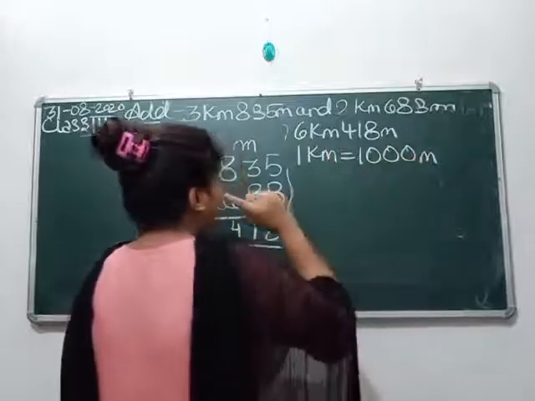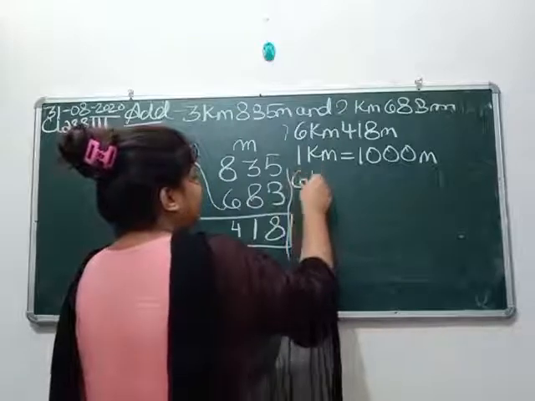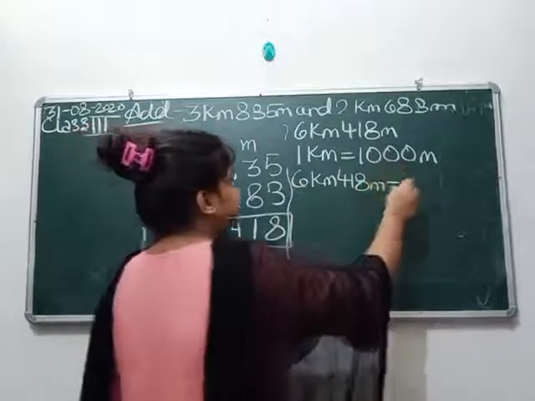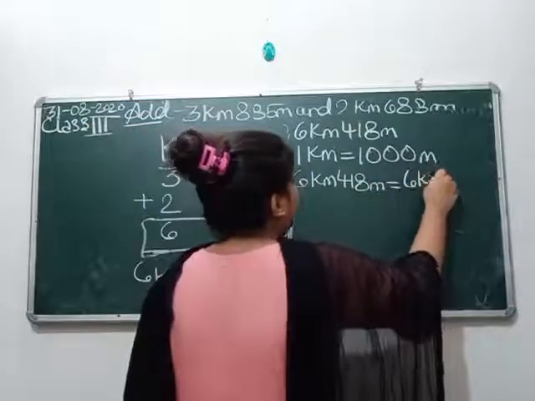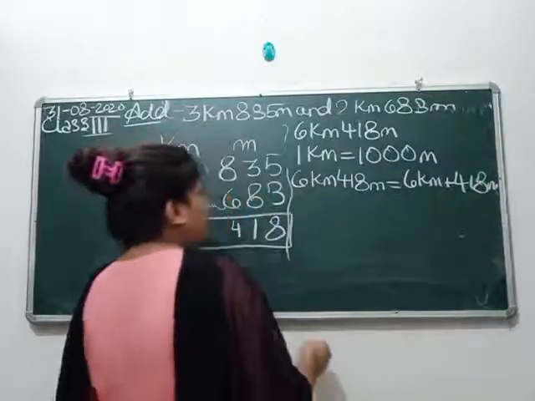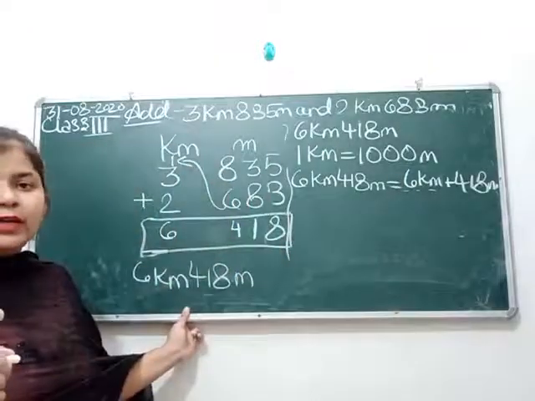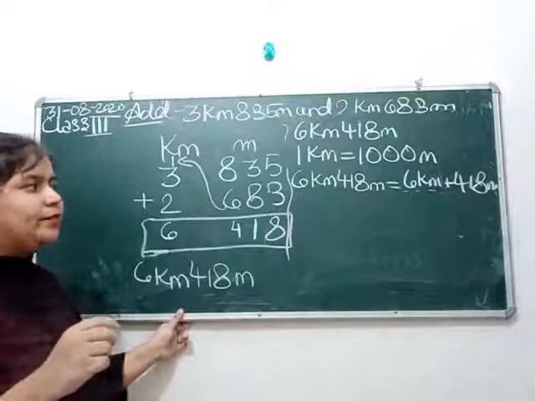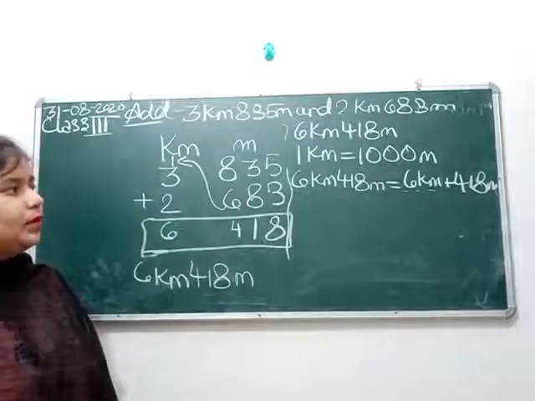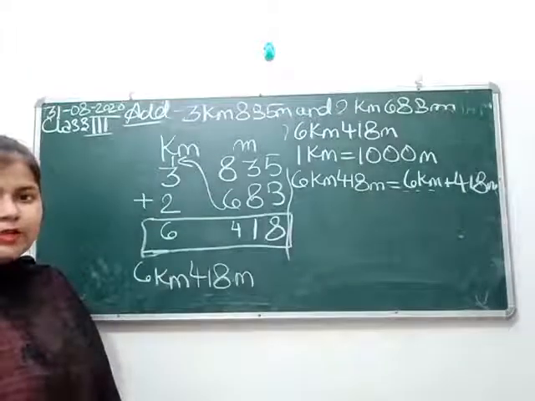1000 meter. Okay, 1 kilometer equals 1000 meter. Then 6 kilometer 418 meter is equal to 6 kilometer plus 418 meter. Now we will convert the kilometer part. We won't convert the meter part. We will only convert the kilometer part.